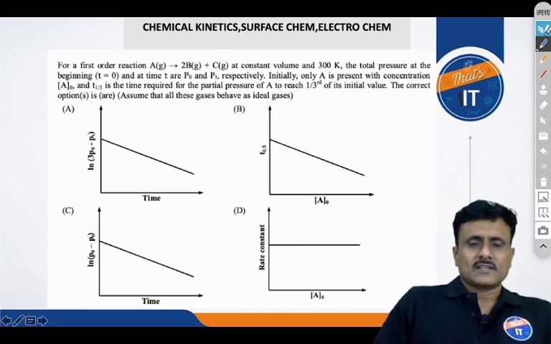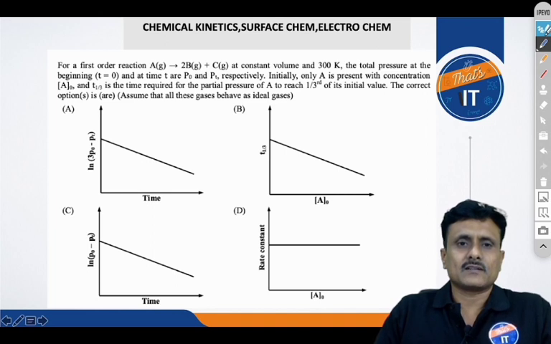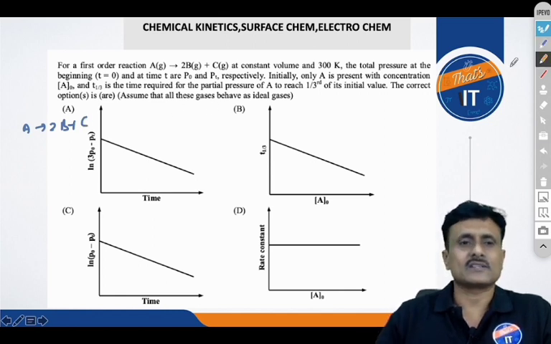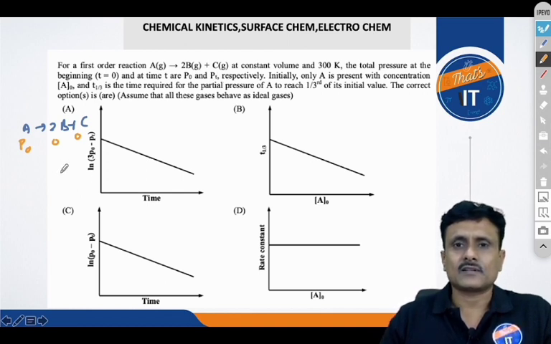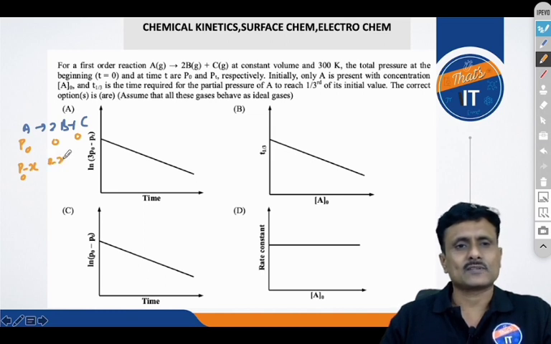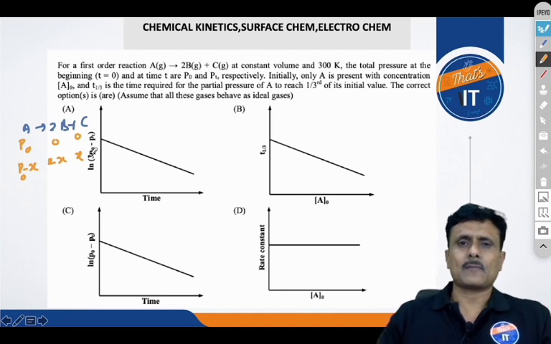Let's see the next question. A giving rise to 2B plus C. Alright, the total pressure in the beginning is P naught. So this is again related to the calculation part. So initial values are given. After some time, the total pressure is at a time t. This is t equal to 0, and after some time, let's assume some x pressure has gone from A. So 2x and x are the pressures of B and C formed respectively.